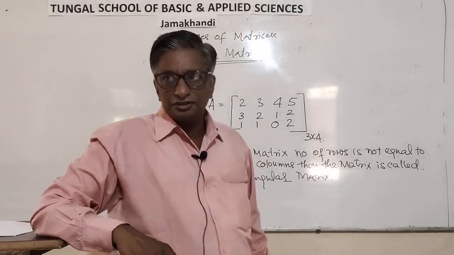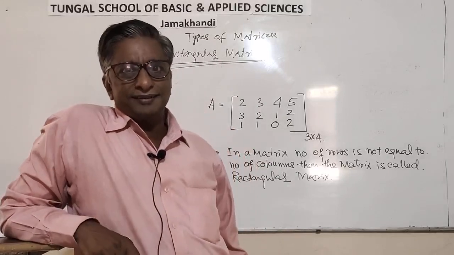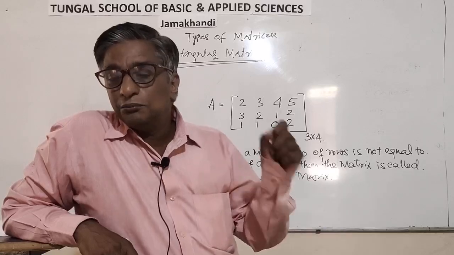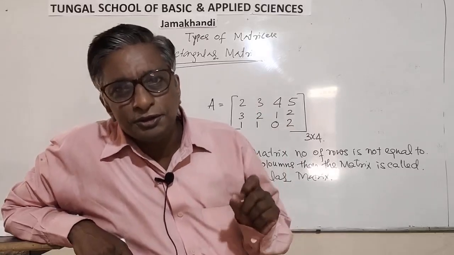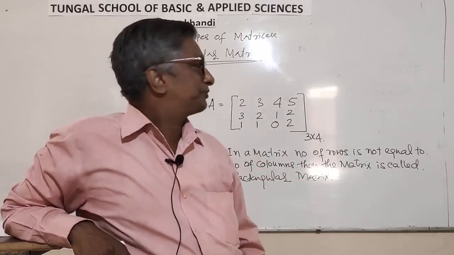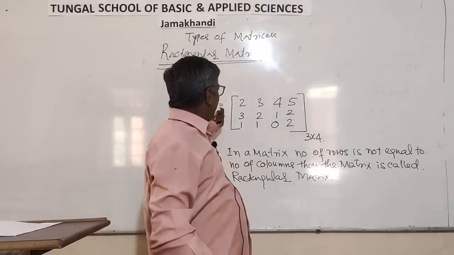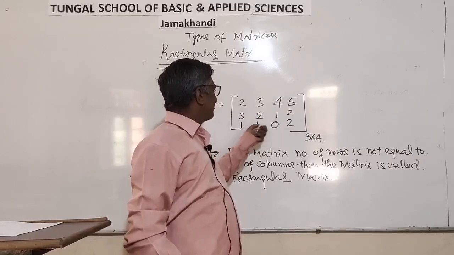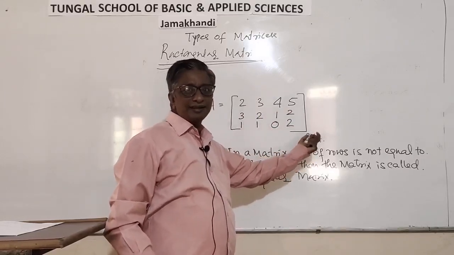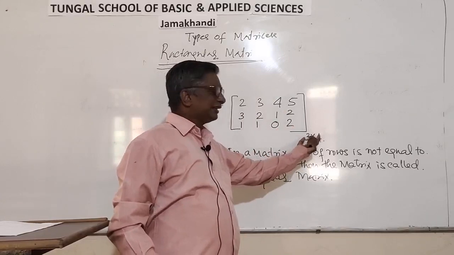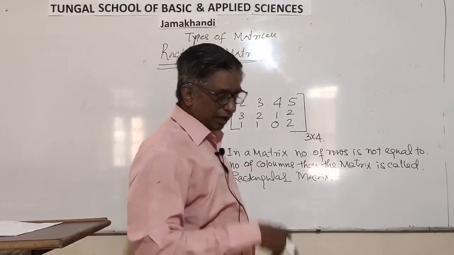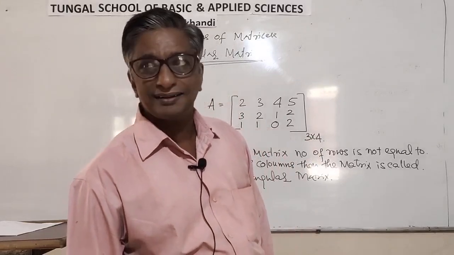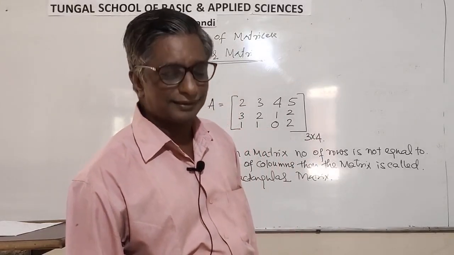Do you understand? Rectangular means a matrix having number of rows not equal to number of columns. For example, A is equal to 2, 3, 4, 5, 3, 2, 1, 2, 1, 1, 0, 2. This matrix is of order 3 into 4. After this, the second type of matrix is row matrix.